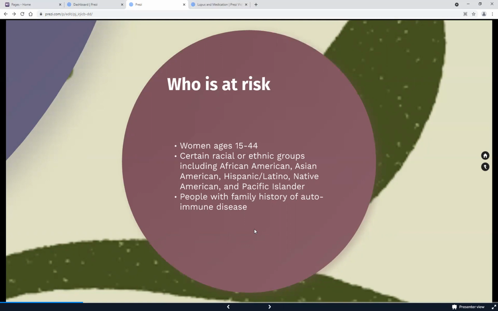What we see is that there could be some increases in incidence of lupus in folks that maybe have some family history of some kind of autoimmune disease. For example, you could have family members that have rheumatoid arthritis, and if there's some incidence of that in the family history, we may be more suspicious of lupus, depending on how somebody presents and what symptoms they're presenting with.